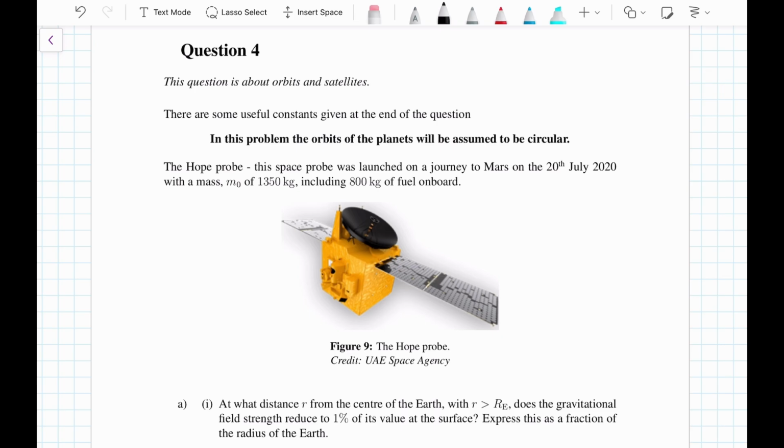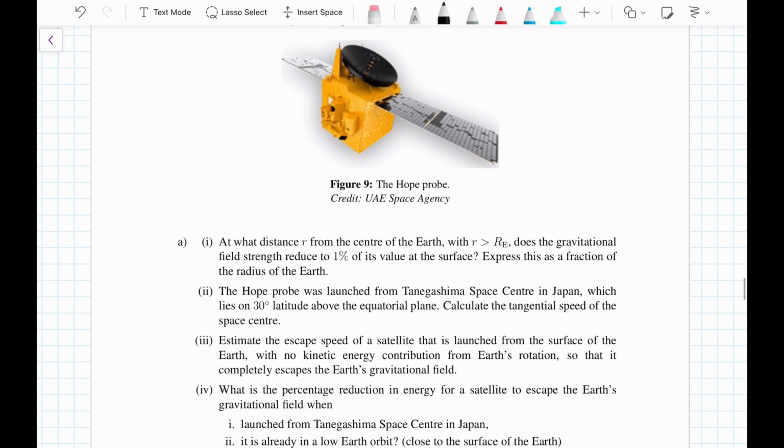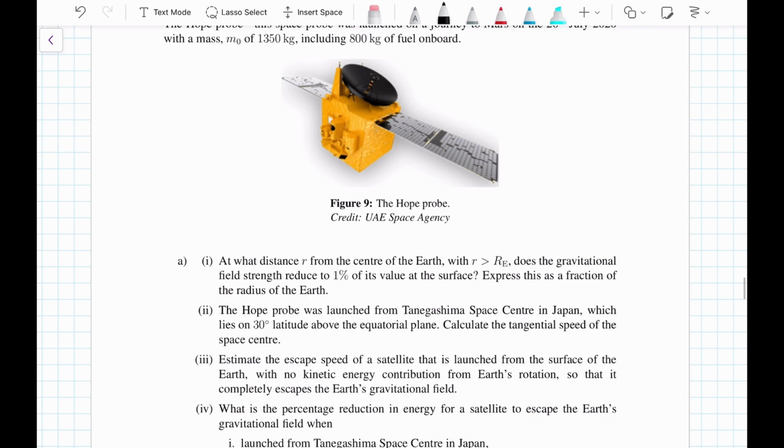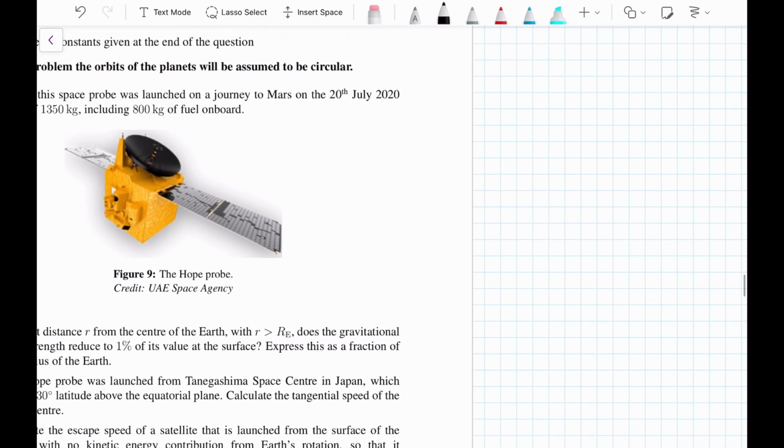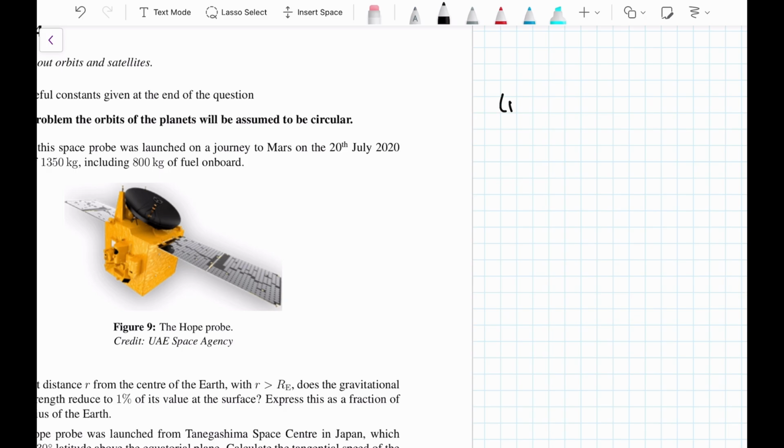The Hope probe, this space probe, was launched on the journey to Mars on the 20th July 2020 with a mass of M0 of 1,350 kilograms, including 800 kilograms of fuel on board. And then the first part of the question asks, so question A1.